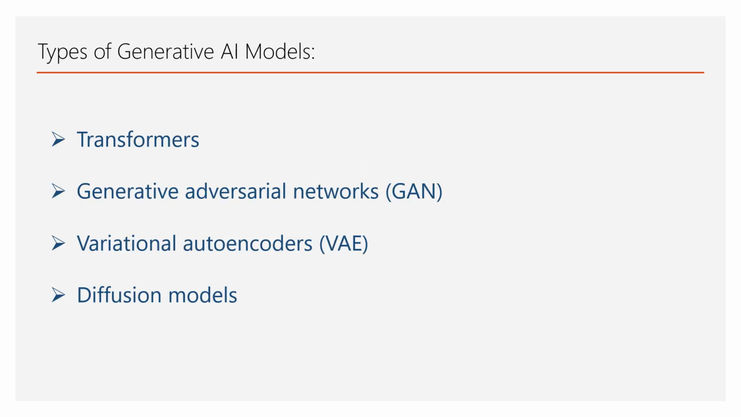Now, the types of generative model, we have four of those. The first one is a transformer. The second one is the GAN, Generative Adversarial Network. The third one is VAE, Variational Autoencoders, and the fourth is a diffusion model. We'll start understanding each of these, but in this particular module, we will understand what GAN, Generative Adversarial Network, is at a high level.